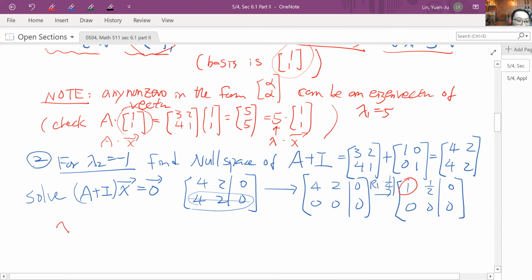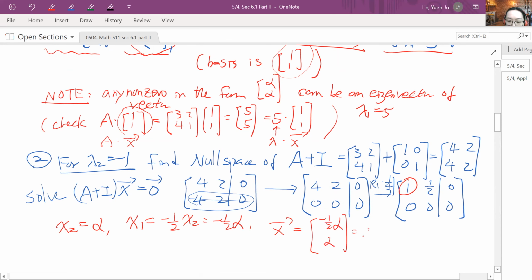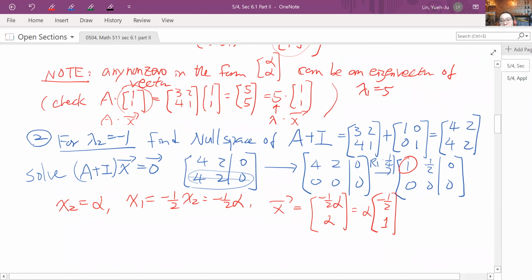So this is the pivot. So x2 would be again alpha. x1 would be minus 1/2 x2, which is minus 1/2 alpha. So my solution will look like minus 1/2 alpha. So the basis is minus 1/2 and 1. Okay, so this tells me that any eigenvector should look like the format of minus 1/2 alpha times alpha, and alpha can be any number, right? Except 0, right? I should be careful, because that's when we say it's an eigenvector. Can be any number but 0.